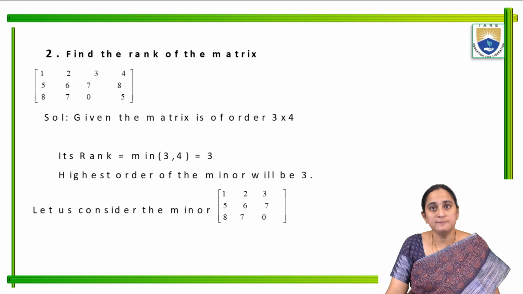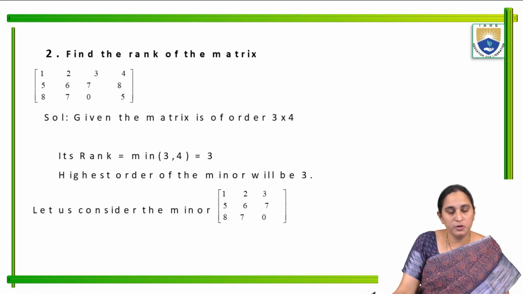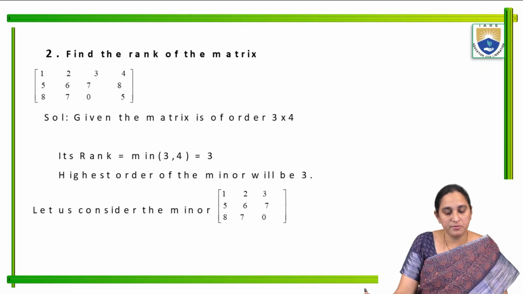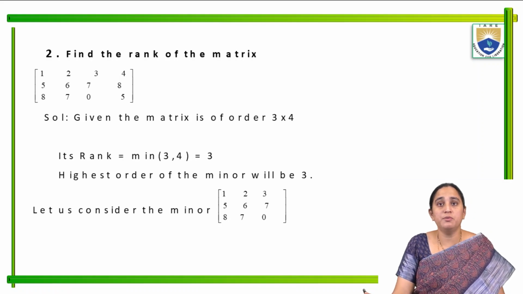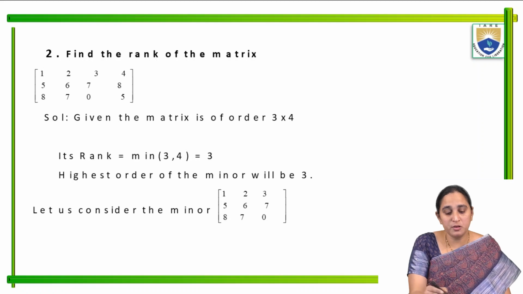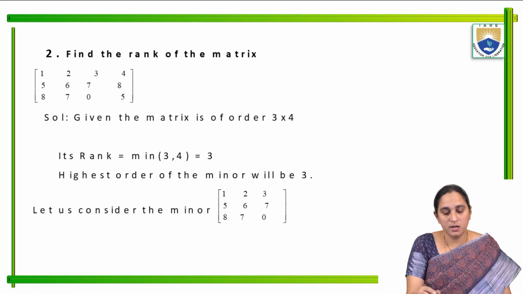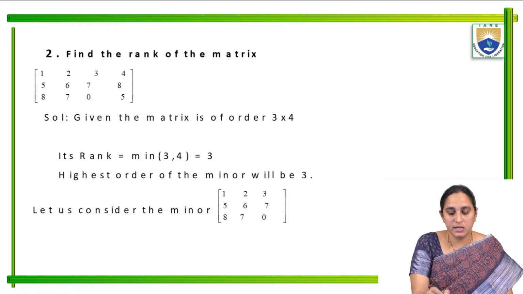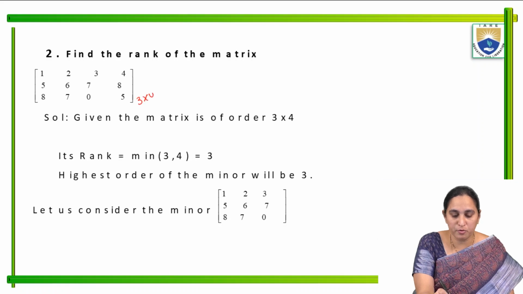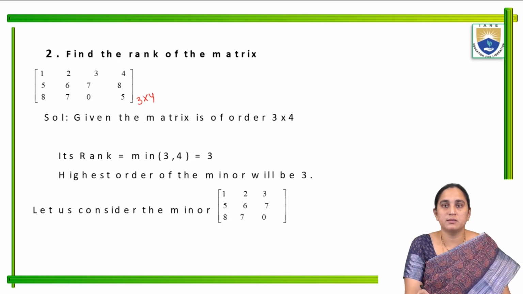And the next question, find the rank of the matrix 1, 2, 3, 4, 5, 6, 7, 8, 8, 7, 0, 5. Okay, once observe, is it a rectangular matrix or a square matrix? This is a rectangular matrix. For that, the order is 3 by 4. Here, the number of rows is 3 and the number of columns is 4.